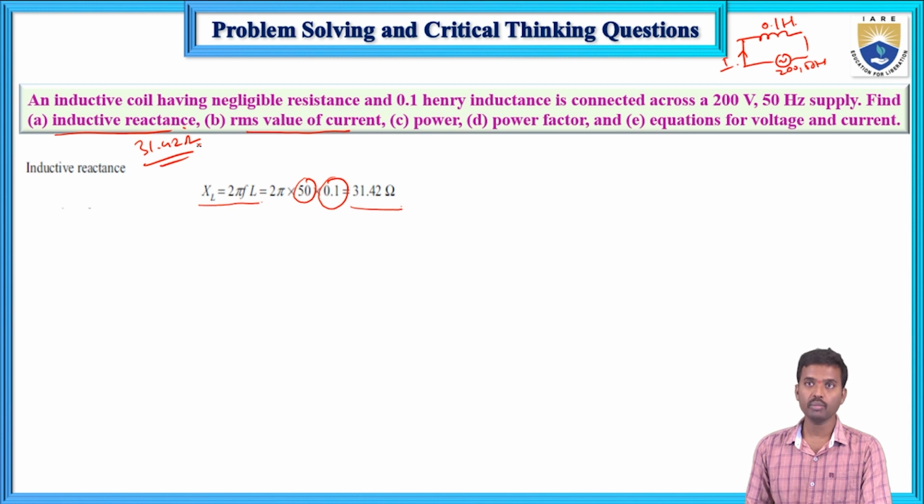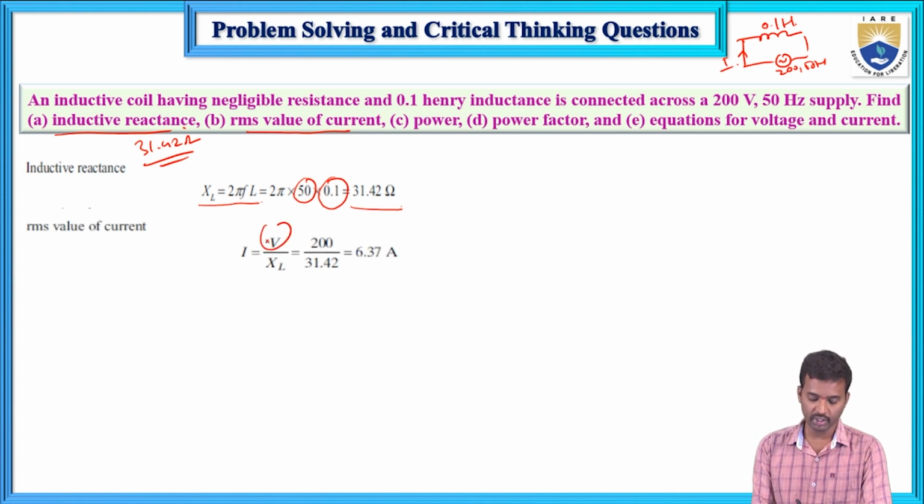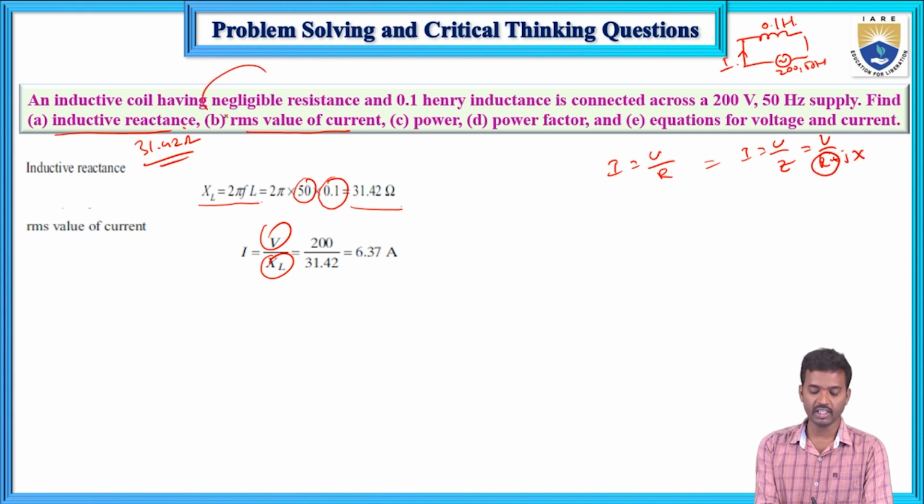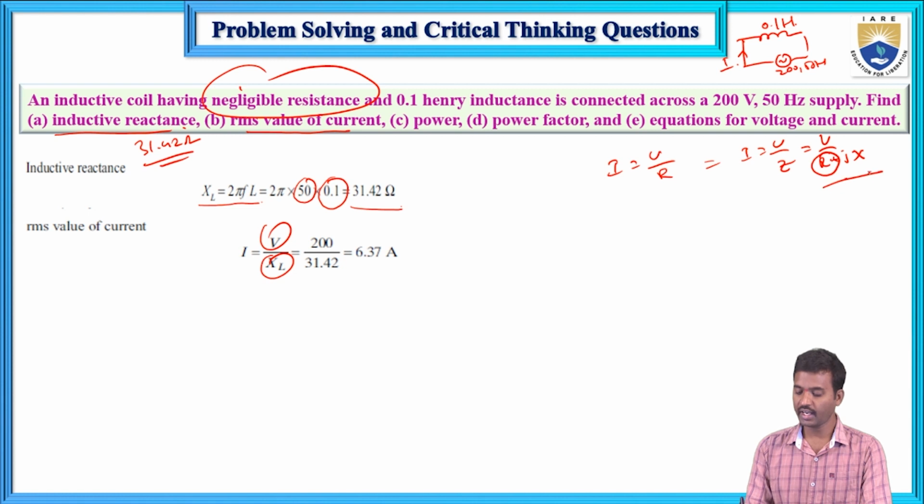Next, what about the RMS value? The RMS value of current equals this voltage divided by this reactance. In the previous problem, I equals V by R, but in this problem, I equals V by Z, that equals V by R plus jX. This R value is negligible resistance, which means this is X only. Here this X value is 31.42. Now this value equals 6.37 amperes.